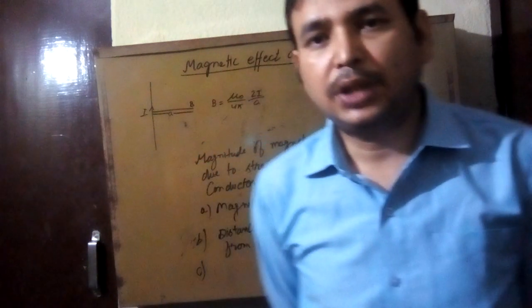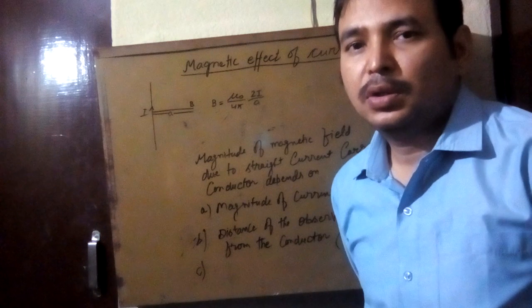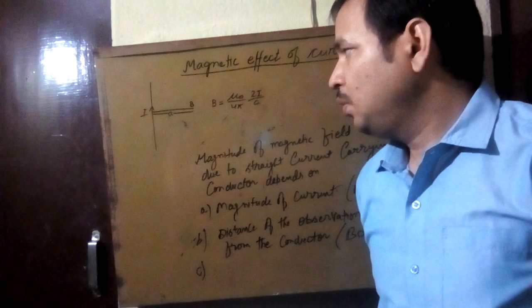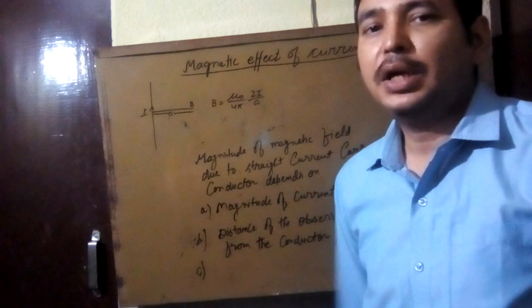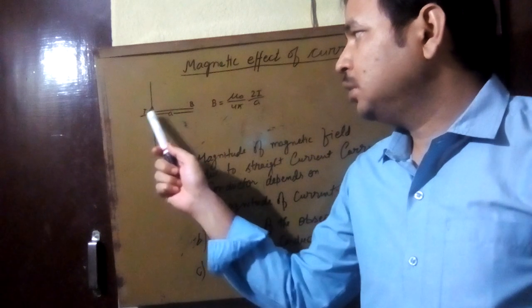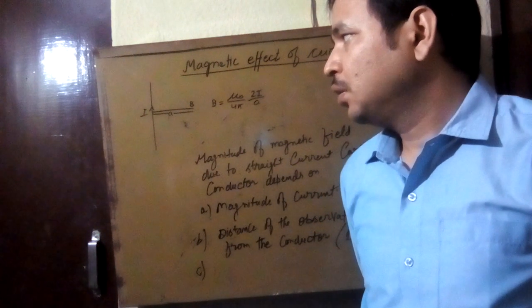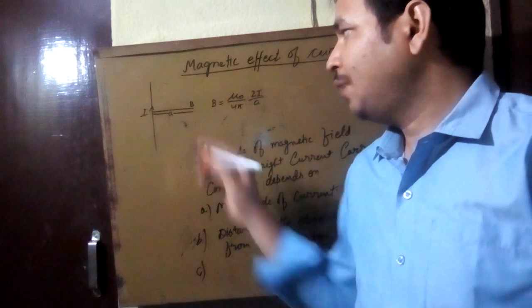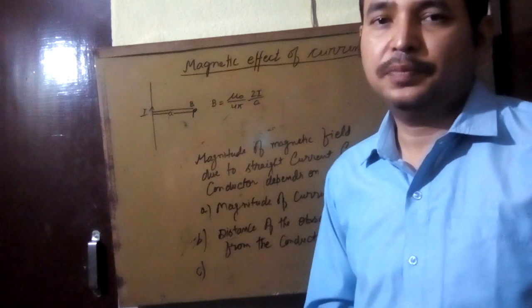Today we will discuss the magnitude of the magnetic field due to a current carrying straight conductor. Suppose this is a straight conductor carrying current I, and this is the perpendicular distance A from the conductor to the point P where we have to find the magnetic field.